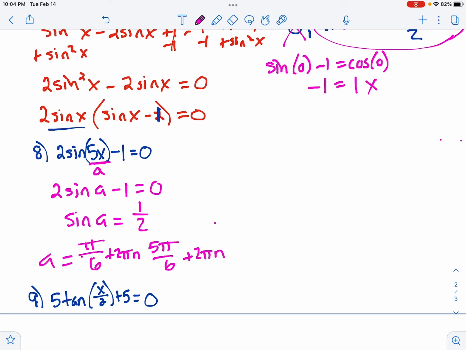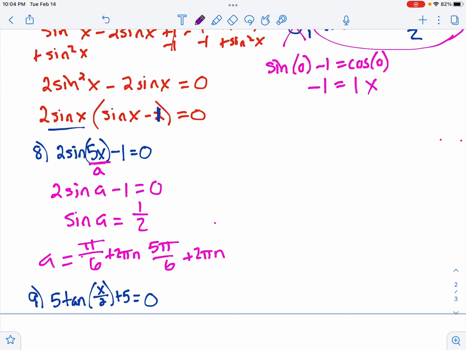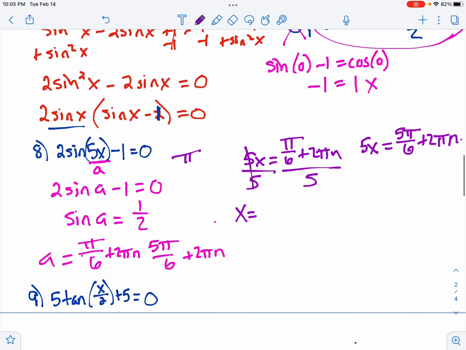But here's the deal. These two guys equal a. But a equals 5x. So really, we have another step to this equation. Really, we have 5x equals pi over 6 plus 2 pi n. And 5x equals 5 pi over 6 plus 2 pi n. So now I need to solve down for x. I have one more step for each one. So I'm going to divide by 5 on both sides. So for the first one, I get pi over 6 divided by 5. Remember our leave it, change it, flip it. So I get pi over 30 plus 2 pi n over 5.